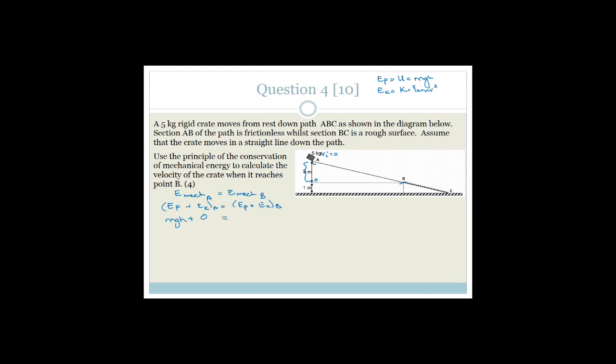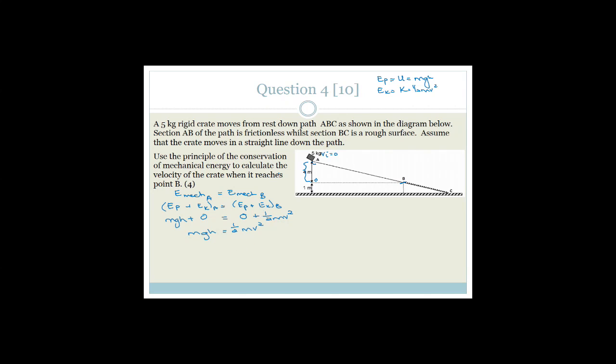So what does that mean? From my point of view, this here is zero height, which means there's no potential energy at B, but there is a kinetic energy of a half mv squared. And now what do they want? They want us to work out the velocity at B. So we've got mgh is equal to half mv squared.